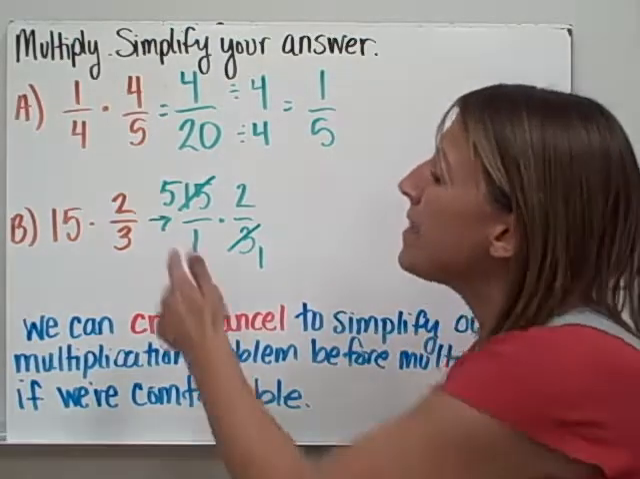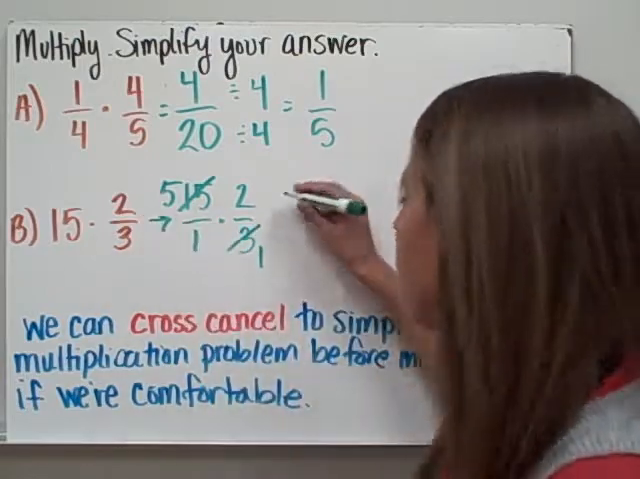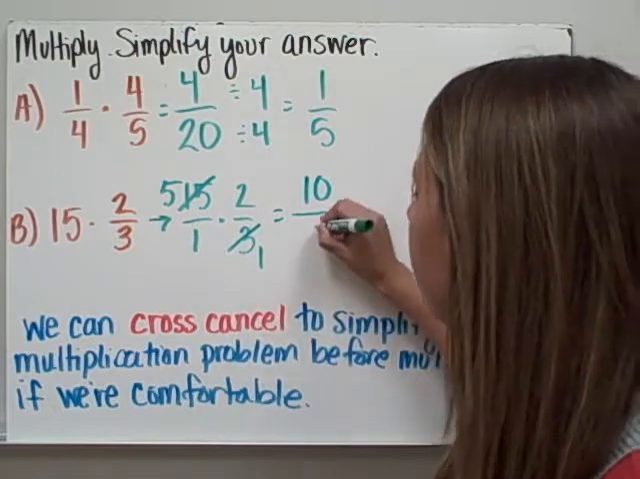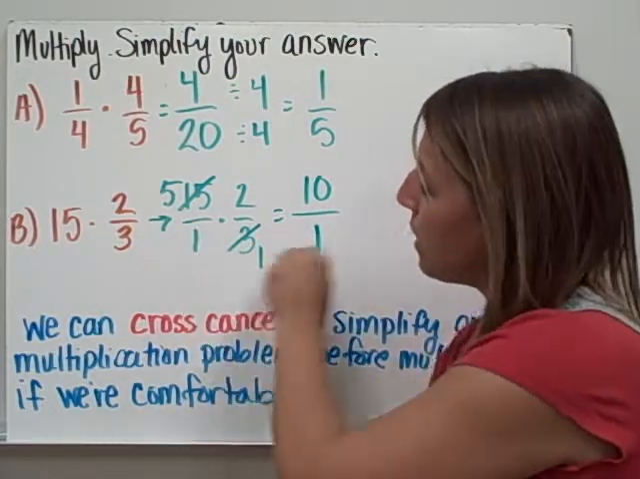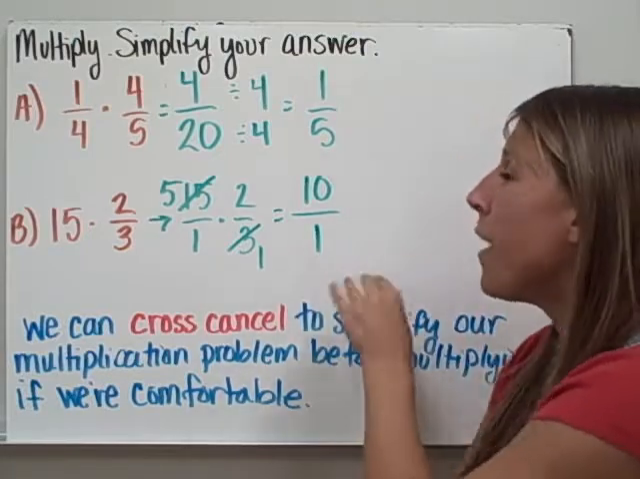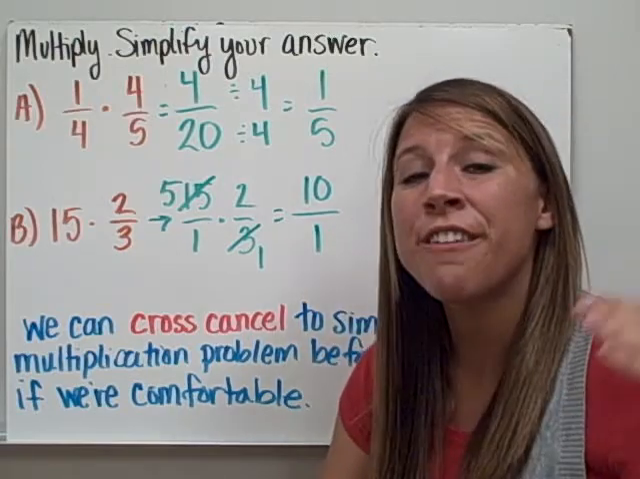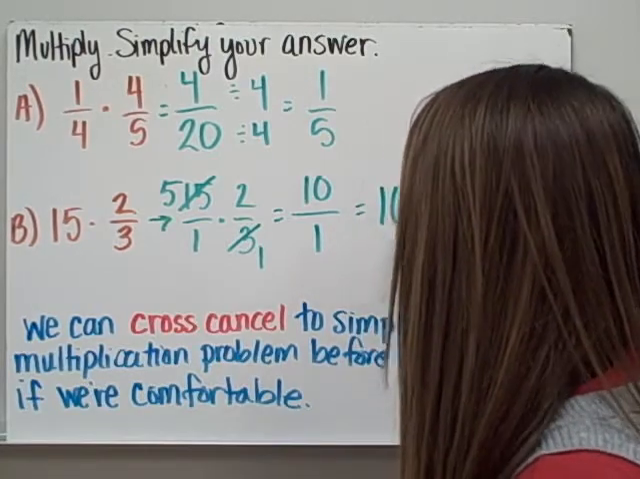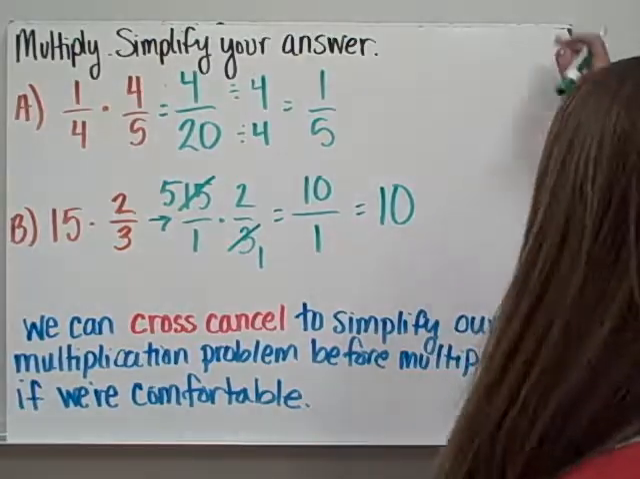So now it's like 5 times 2. So 5 times 2 is 10. And 1 times 1 is 1. So I've multiplied my numerator straight across, and I've multiplied my denominator straight across to get 10 over 1. And remember, 10 over 1 is the same as 10 divided by 1. And I know 10 divided by 1 is simply 10. Anything over 1 is itself. There you go.